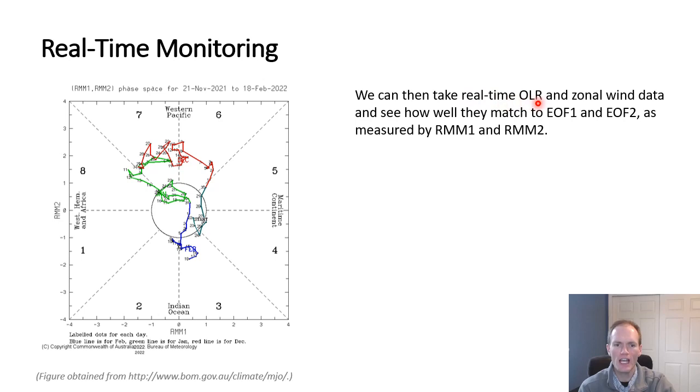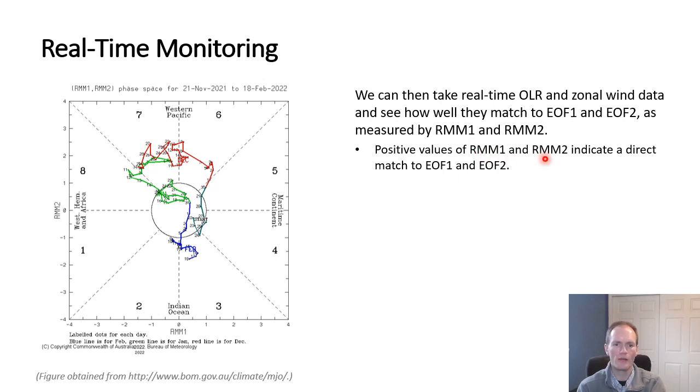So we can take real-time outgoing long-wave radiation data and zonal wind data from, say, a model analysis and see how well they match EOF1 and EOF2. And the metrics of how well they match are known as RMM1 and RMM2. So positive values of RMM1 and RMM2 indicate direct matches to what we saw for EOF1 and 2 a couple of slides ago. So a positive RMM1 would imply real-time data that looks like the MJO's active phase being near the maritime continent. Positive values of RMM2 would imply the MJO's active phase somewhere between the maritime continent and the central equatorial Pacific Ocean.